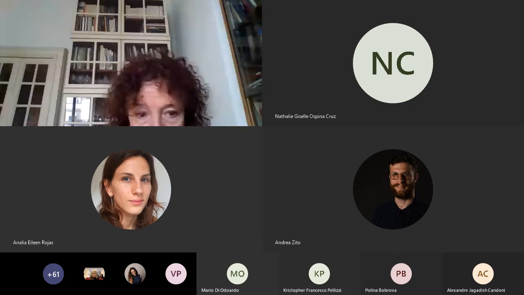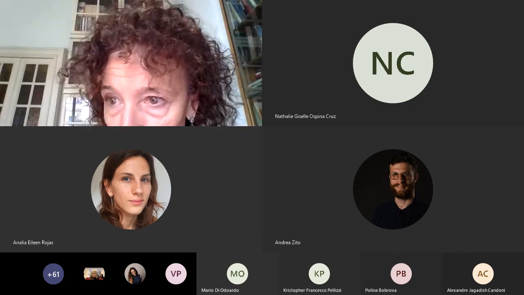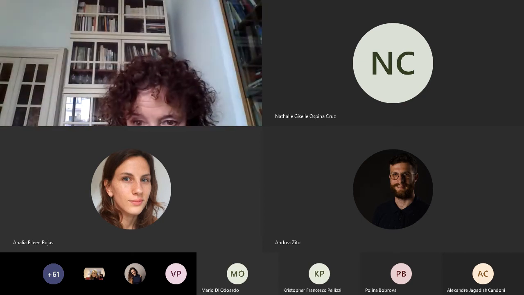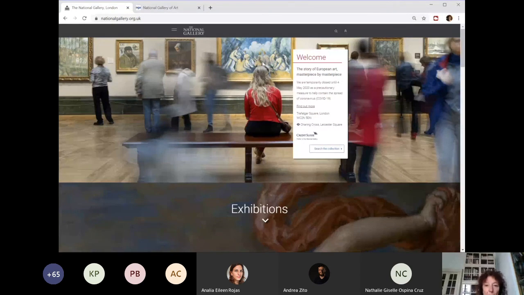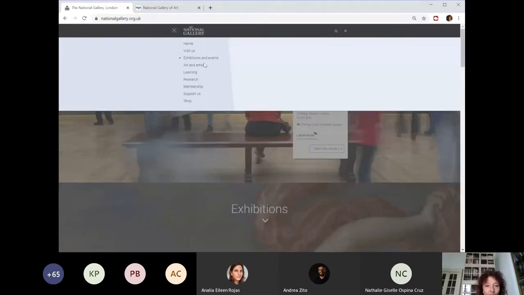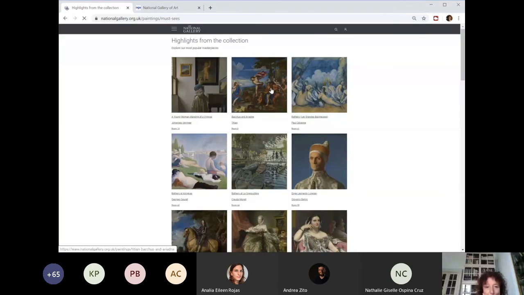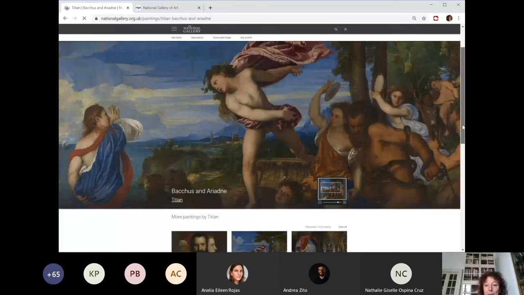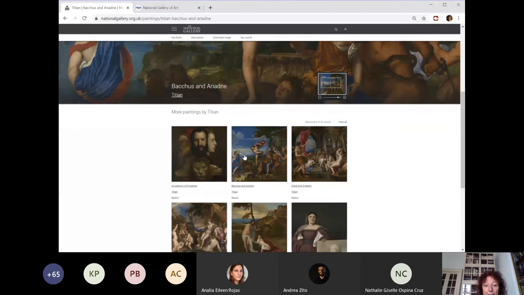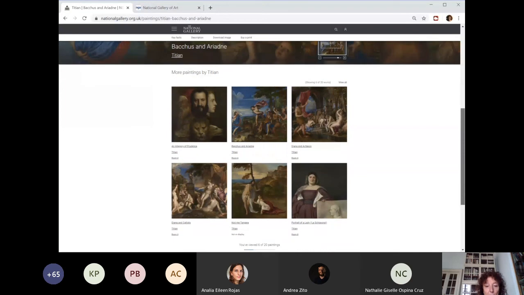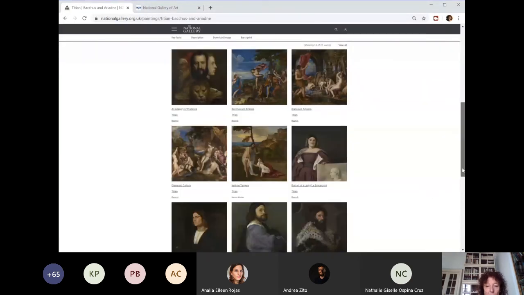And what I share now is, if I can find it, one second, sorry. What I share is the National Gallery of London. Sorry, this is London. So if we look at some pieces, some highlights, and we go to Titian. In this case, they made a choice to make the website very visual. And you see here, each painting, like Bacchus and Ariadne, is related to all paintings of the same author, so that you can have multiple visualizations.